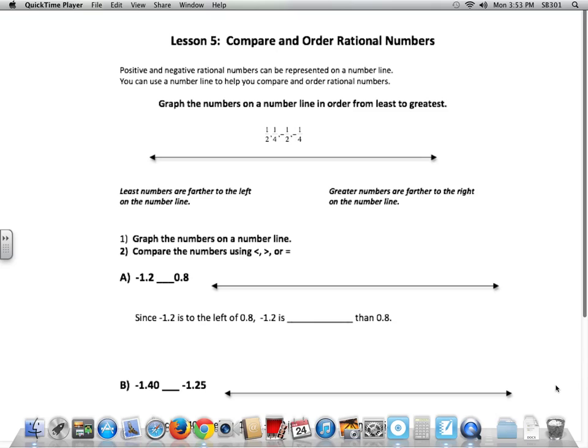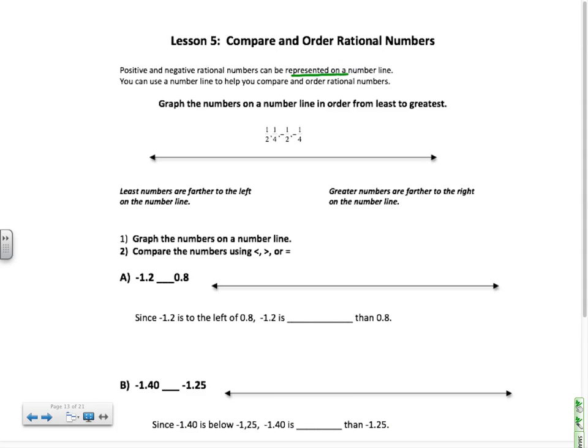We're going to focus on the number line a lot so you guys have a feel for where these numbers belong. Remember, positive and negative rational numbers can be represented on a number line. You can use a number line to help you compare and order rational numbers. So we did this first one in class, so this is a review.